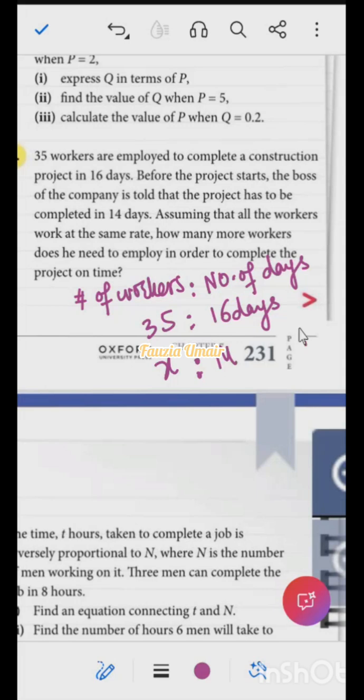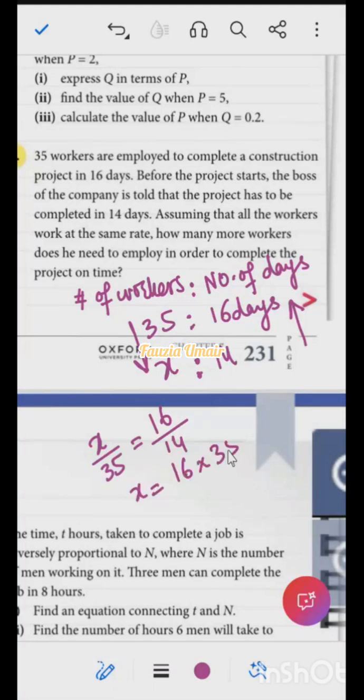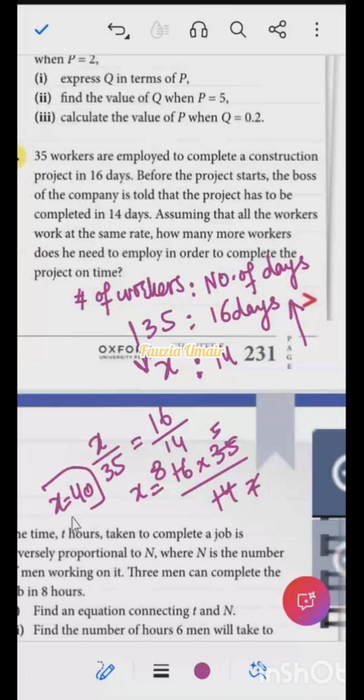So it's inverse proportion. The more workers there are, the less time it will take. So you can say x by 35 is equal to 16 by 14. Here I'm using 16 by 14, which is the opposite direction. So x is equal to 16 multiplied by 35 divided by 14. If you solve this, 2 sevens are 14, 2 eights are 16, and 7 fives are 35. So 8 fives are 40. So how many workers do they need if they want to complete the work 2 days before the estimated time?